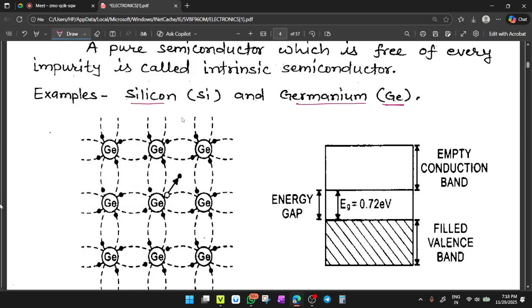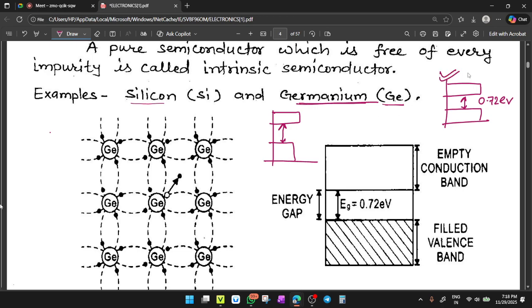Later on you will know that germanium is better than silicon because the energy gap requirement in germanium is only 0.72 electron volt. For germanium, the energy band gap is 0.72 electron volt, and for silicon, it is 1.1 electron volt, which is higher than germanium. So, germanium is the better option.